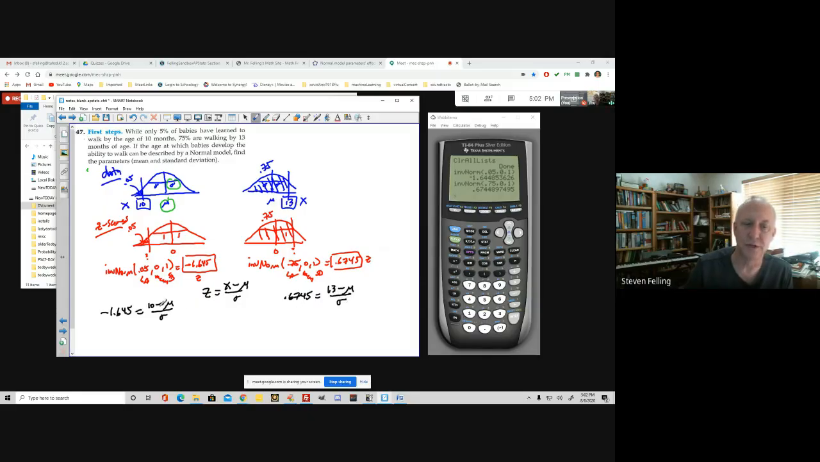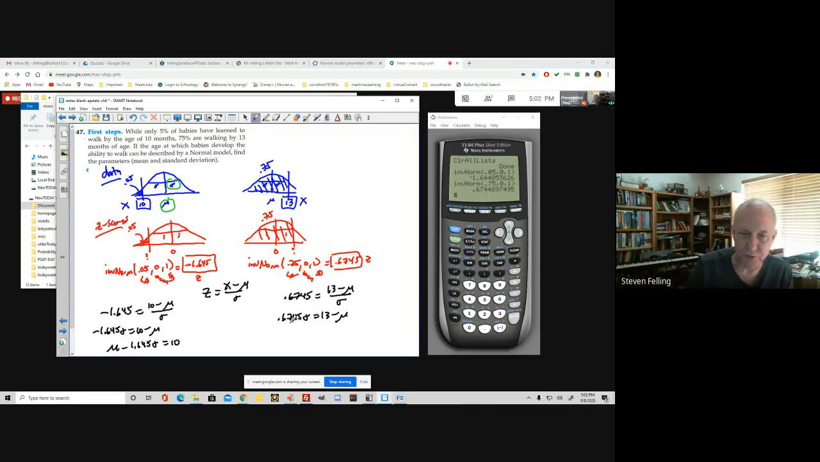Then I'm going to do a little bit of manipulation here. I'm going to multiply both sides of these equations by sigma to get negative 1.645 sigma equals 10 minus mu. And then I'm just going to move the mu to the other side. So it's going to be mu minus 1.645 sigma equals 10. And I'll do the same thing over here. Multiply both sides by sigma.